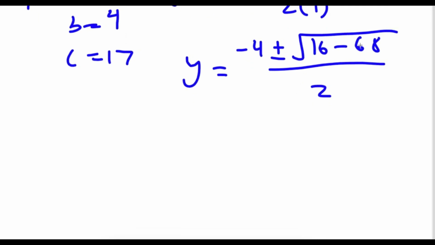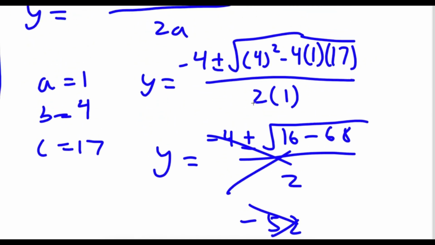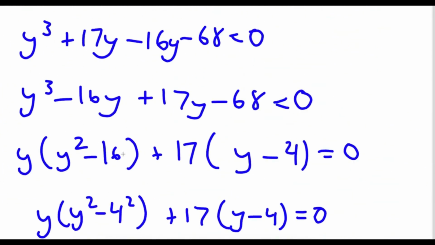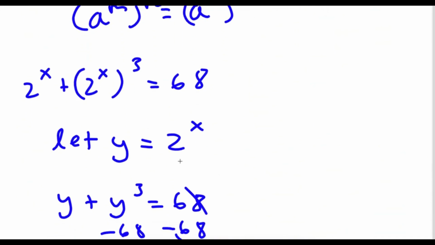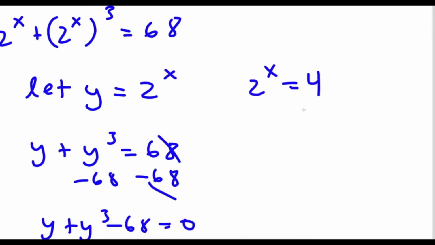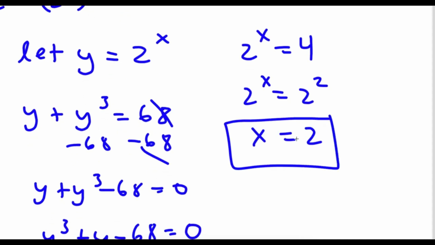Now 16 minus 68 is going to be negative 52, which is a negative number. And you can't take the square root of negative numbers, so this is false, meaning our only solution of y is 4. So if y is equal to 4, and remember how we said y is equal to 2 to the power of x, now I have 2 to the power of x is equal to 4. And 4 is the same thing as 2 squared, so I have 2 to the power of x is equal to 2 squared, and this means that x is equal to 2. So x is equal to 2 is our solution.